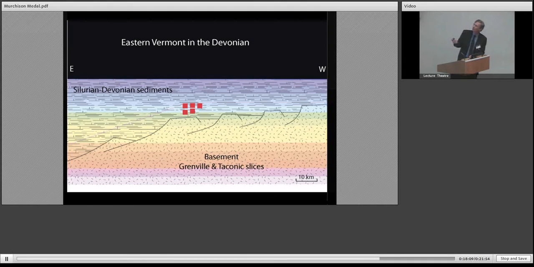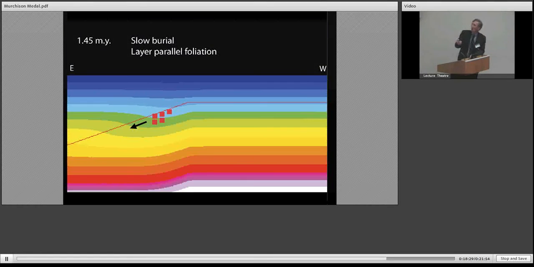These red squares are rocks we're following, and we're looking south here in Vermont. There's a thick sequence of Silurian sediments, and there's a basement involving Grenville and tectonic slices and so on. What we're going to do is look at what happens as we ramp up a thrust and see what the thermal consequences are. The models are very, very simple in some ways. We simply begin to subduct these things at some rate or another, and so these follow more or less a steady state geotherm. Then we have to do something really rapid.